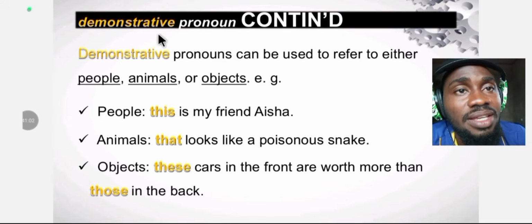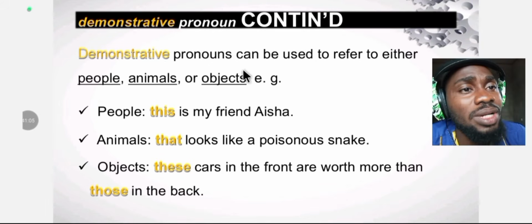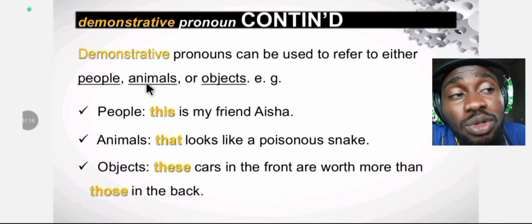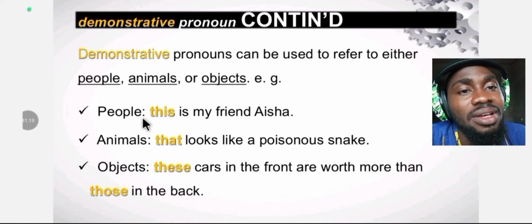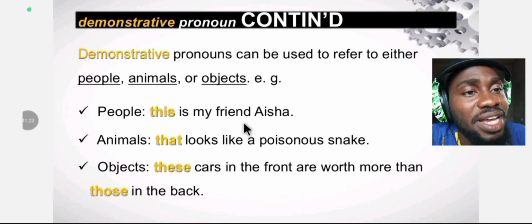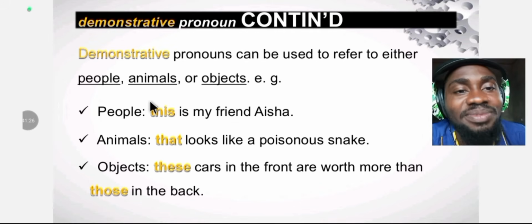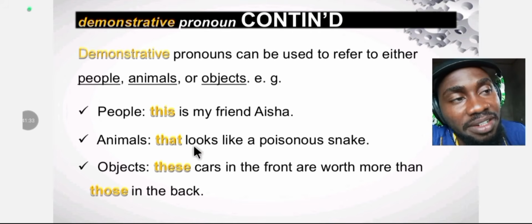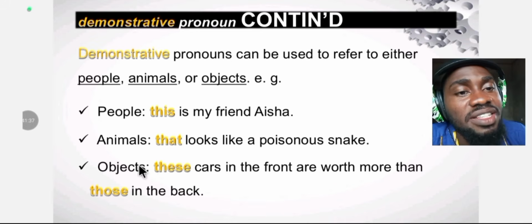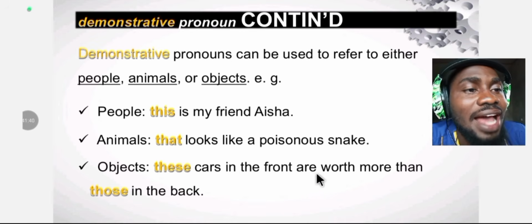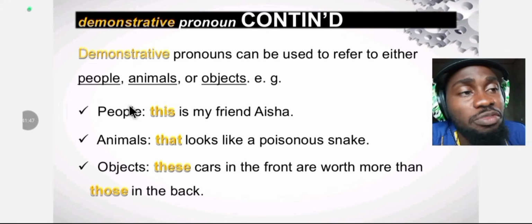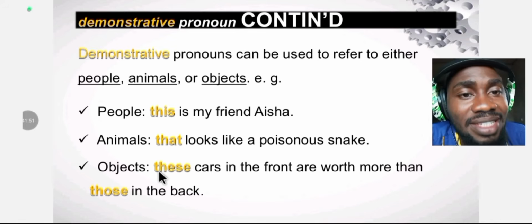Moving over to the next. Still under demonstrative pronoun. Demonstrative pronouns can be used to refer to either people, animals, or objects. For example, referring to people, this is my friend Aisha. This, you are using it to refer to people. Referring to animal, the second example here, that looks like a poisonous snake. Referring to objects, these cars in the front are worth more than those in the back. Correct. So the four demonstrative pronouns are this, that, these, and those.